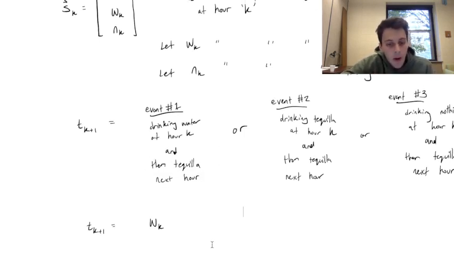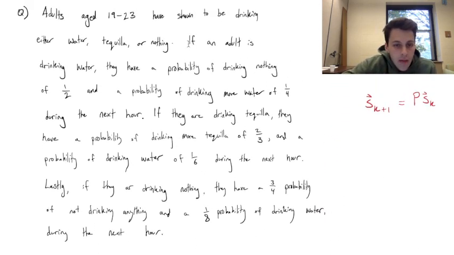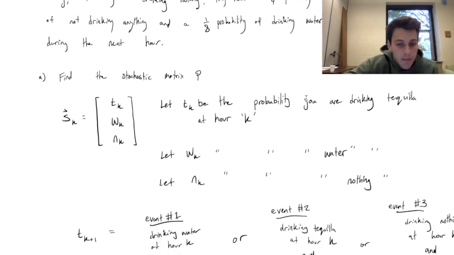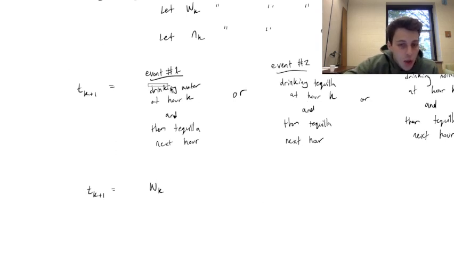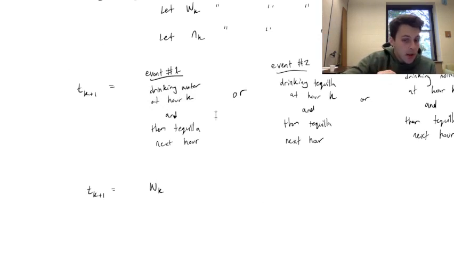Okay, let's look at the question. If an adult is drinking water, they have a probability of drinking nothing of half, a probability of drinking more water of a quarter. So since the probabilities must add to 1, the final probability of going from water to tequila needs to be a quarter as well. And since I need to be drinking water at hour K, and then this needs to also happen, that means I multiply the probabilities, right?